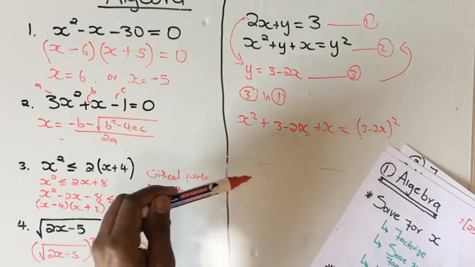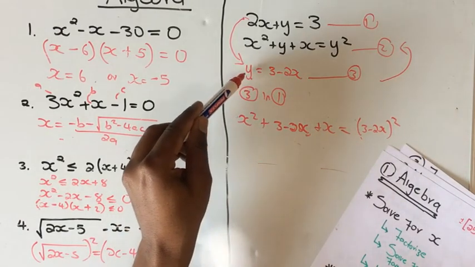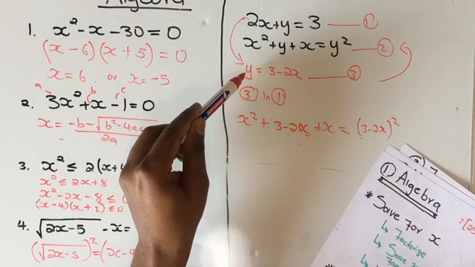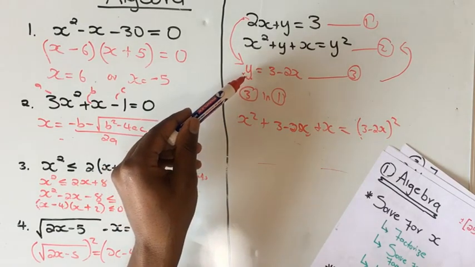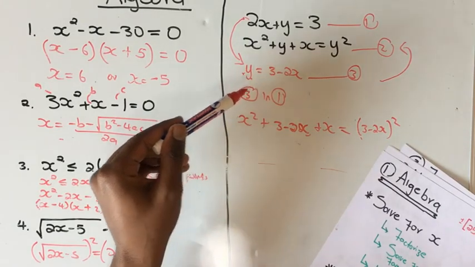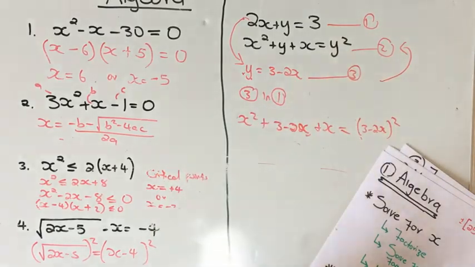Once I'm done, now I take those two values, put them there into this equation to find the corresponding y values. Okay, so I'm going to get the y value for one x and then the other y value for the other x. Then I've solved for both y and x simultaneously. That's how you do this.